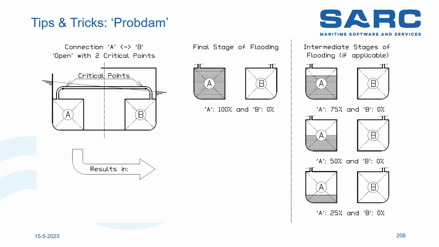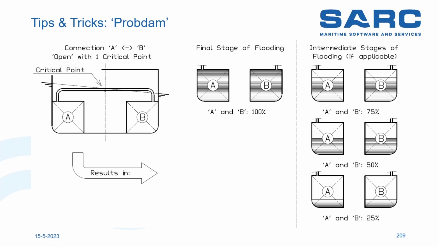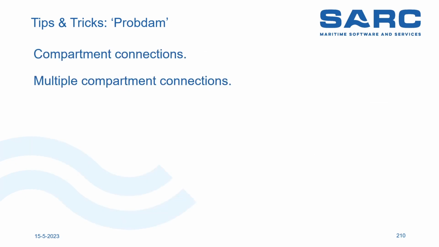And in this case, you can see that compartment B will not get flooded. If I would have modeled the critical point somewhere in the middle, just for ease, then compartment B will get flooded. Of course, this is an example. This might be even better for damage stability, but that's beside the point.